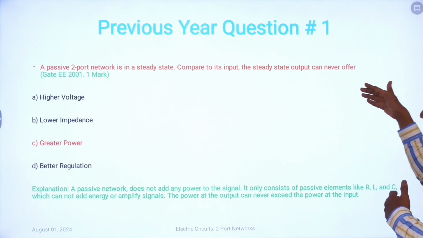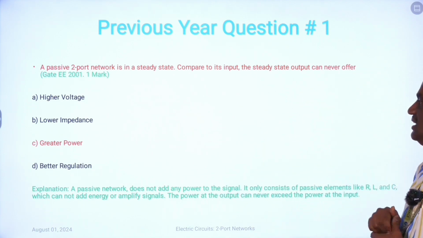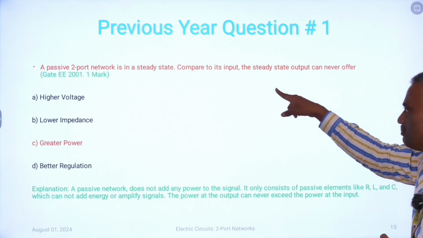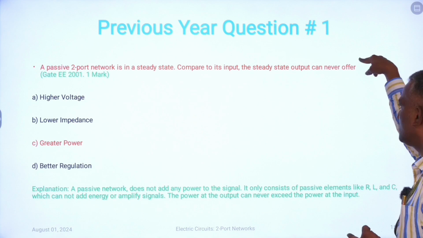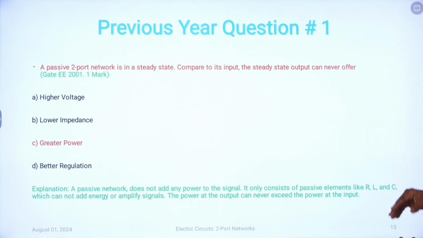Normally this will offer higher voltage, lower impedance, better regulation. All of option A, option B, option D will be possible with the given condition. But the third condition is not possible. Greater power is not possible. The explanation is given. So for the given condition, A, B, D suit, whereas C will not suit. The question is, compared to its input, the steady state output can never offer. So C will not suit, that is nothing but greater power. This condition can never offer greater power.